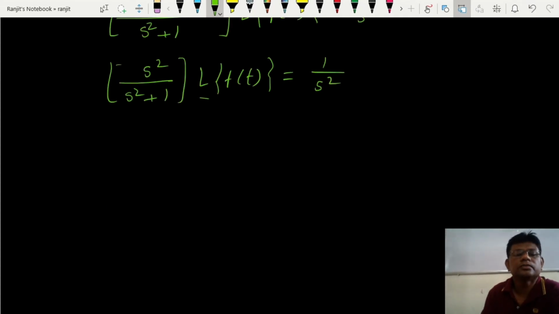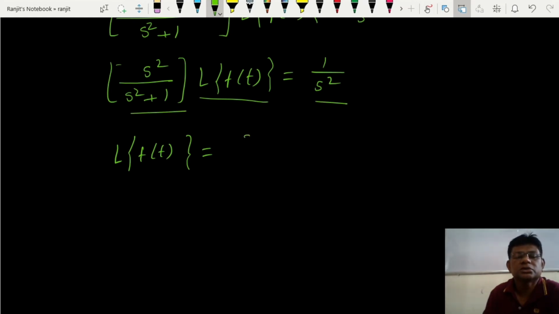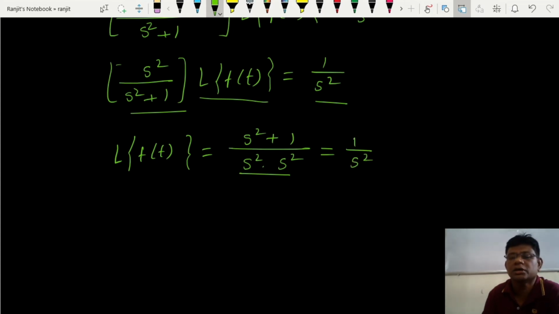Therefore, this Laplace transform of f of t is equal to, now this term in RHS, s square plus 1 upon s square times s square, means s to the power 4. This is equal to s square divided by s to the power 4, answer is 1 upon s square plus 1 upon this s to the power 4.